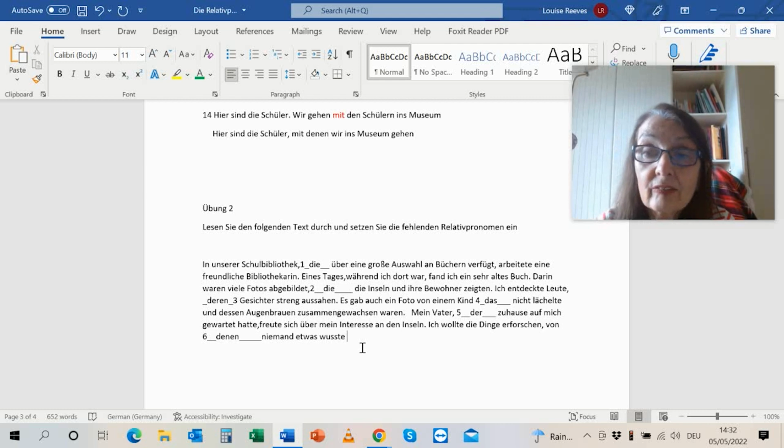Bring it back to a sentence. For example, here in the first one, you could have, unsere Schulbibliothek hat eine große Auswahl an Büchern oder verfügte über eine große Auswahl an Büchern. So we know that that is a nominative case. Eines Tages, während ich dort war, fand ich ein sehr altes Buch. Darin waren viele Fotos abgebildet. Die Fotos zeigten die Insel und ihre Bewohner, which is the main sentence, but we wanted to bring them together. So that's why we had to use die Insel und ihre Bewohner zeigten.